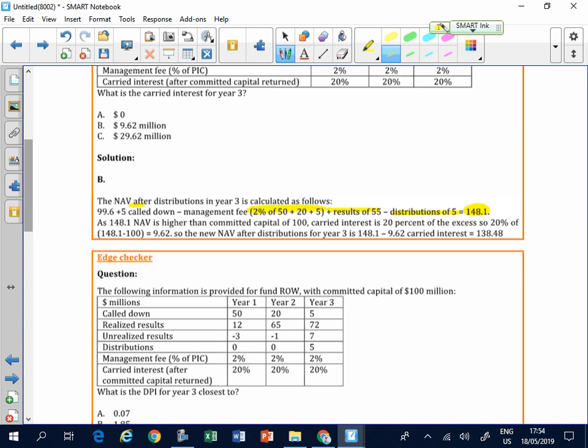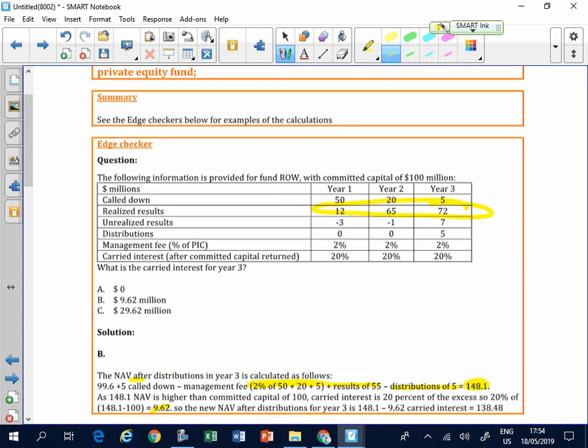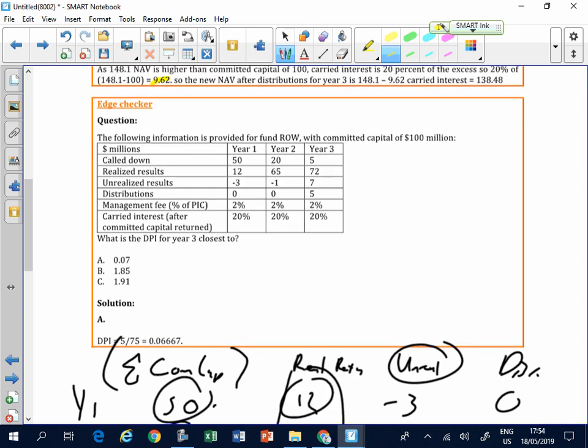Okay, so as the NAV is higher than the committed capital of 100, carried interest of 20%, and you work out the carried interest, and then you're going to get to this. Okay, I got a very, very different number, obviously. But once again, the question is a bit unfair because I don't know if this is cumulative or non-cumulative. Okay, and then you're going to answer all these things.